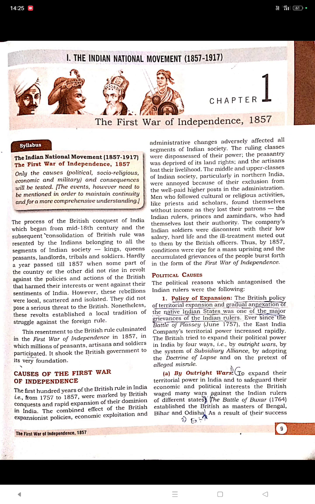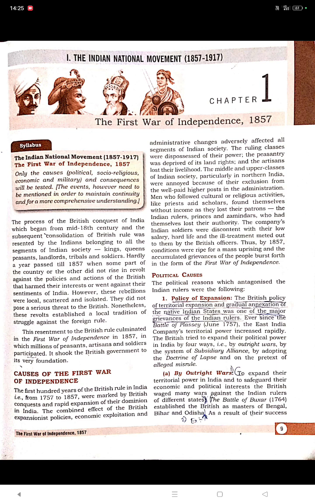Policy of expansion. The British policy of territorial expansion and gradual annexation of the native Indian states was one of the major grievances of the Indian rulers. British policy means the British rule of territorial expansion, and gradual annexation of the native Indian states. Annexation of the Indian states was one of the major grievances of the Indian rulers.